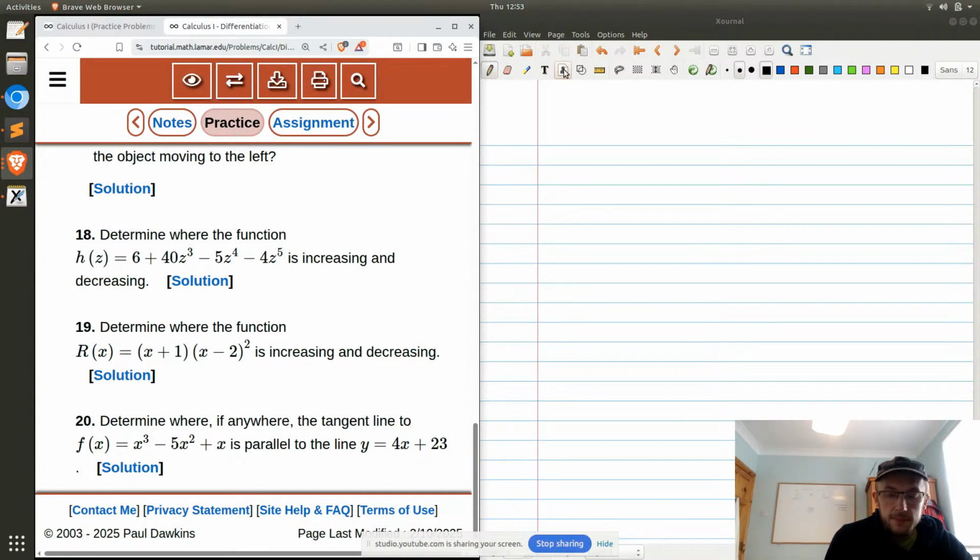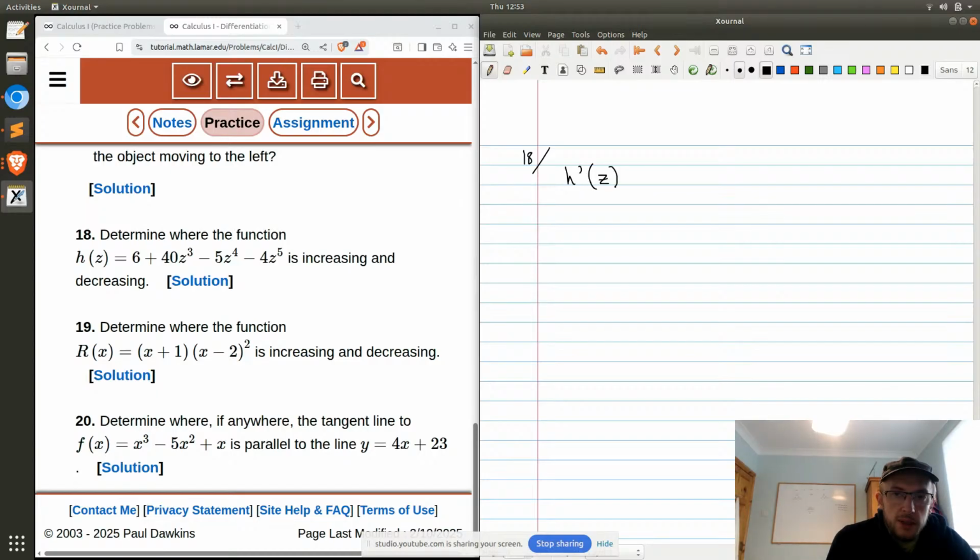Problem 18. Determine where the function h of z is increasing and decreasing. Okay, so let's find h prime of z first. And let's do it in descending powers of z. So we're going to have negative 20z to the 4, negative 20z cubed, plus 80z squared, and the constant on the end disappears.